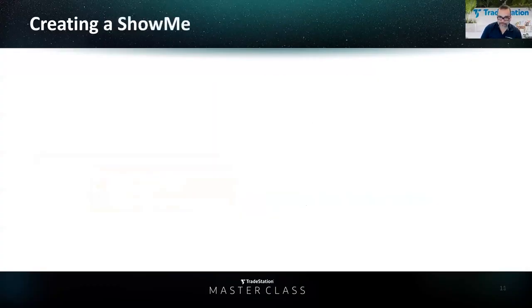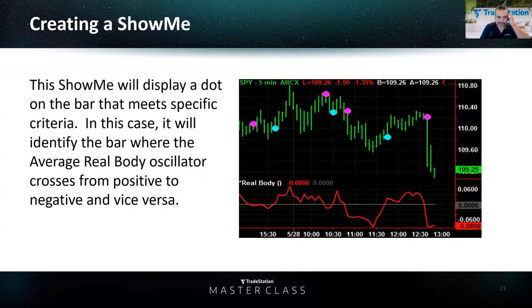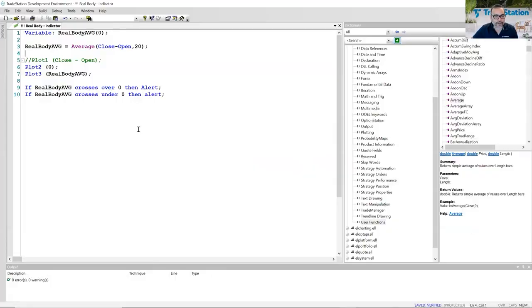Creating a show me. A show me is a type of analysis technique in TradeStation that marks the bar anytime a condition is met. This is very useful when you're monitoring historical alerts because it puts a marking where the alert would have been generated. We're going to do that with some of the code that we created here.